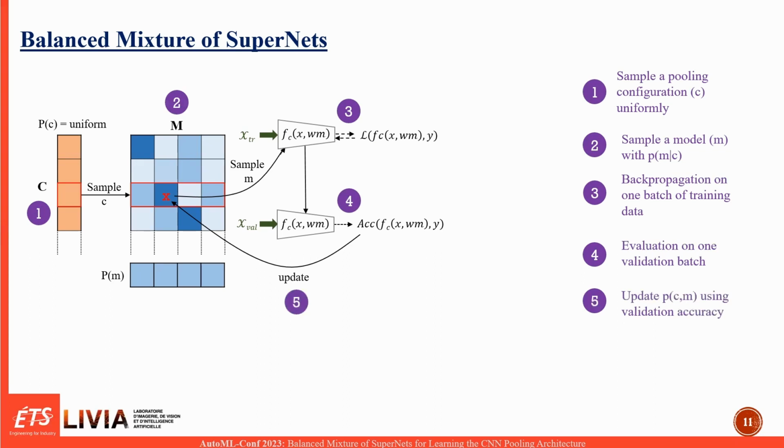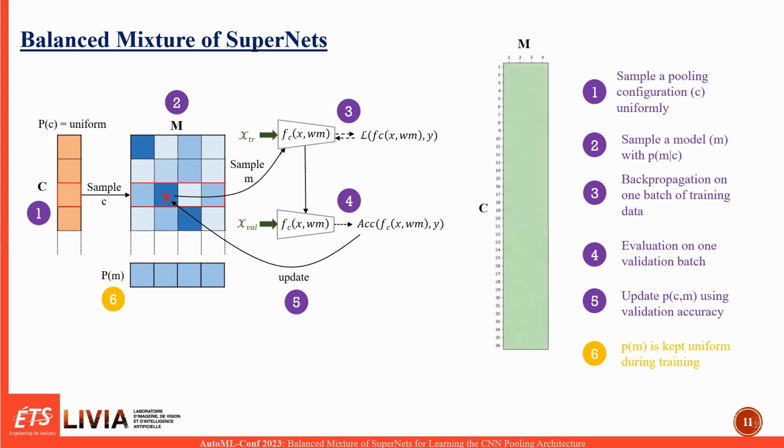The validation accuracy is then used to update the probability matrix. Also, to ensure that the model selection is not biased towards more sampled models, we renormalize the model probabilities in each epoch to be uniform. Now, we can see here if we have 4 models, we start with a uniform probability matrix. And as we progress through the training, we can see that the models are specialized for the architectures.